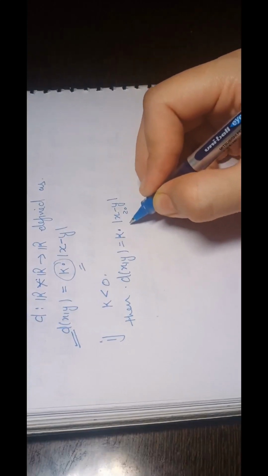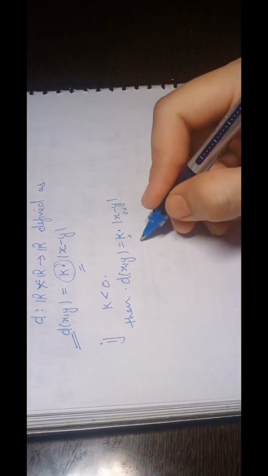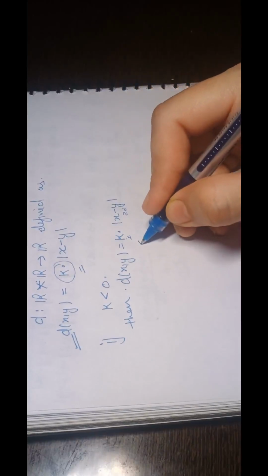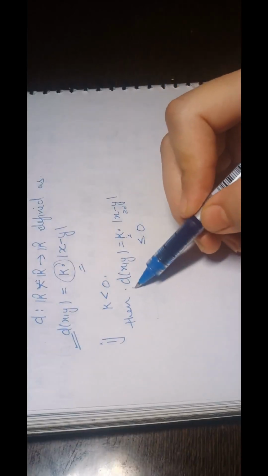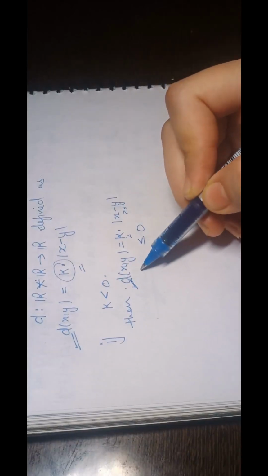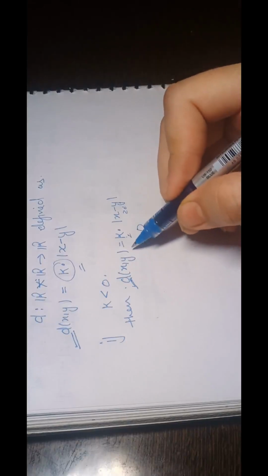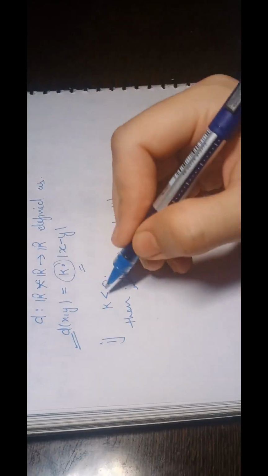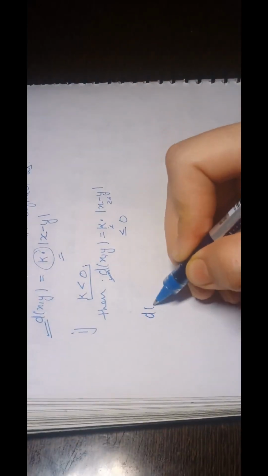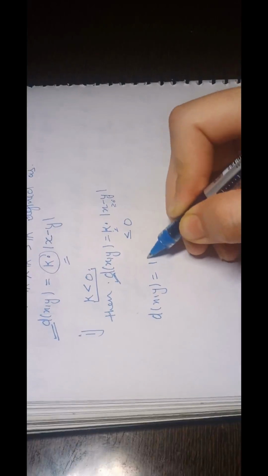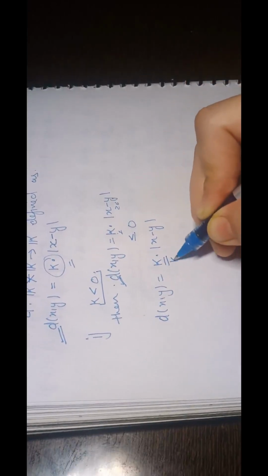This is a non-negative number, this is a negative number. So the product of these two will always be non-positive, less than or equal to 0. So d of xy does not satisfy non-negativity. Therefore, that cannot be a metric if k is negative. So suppose I take d of xy as k times mod of x minus y, where k is non-negative.